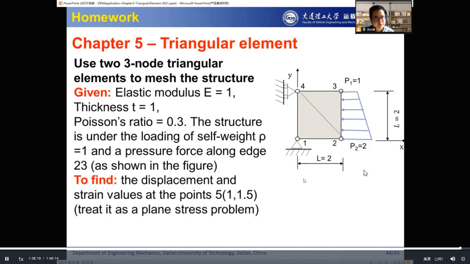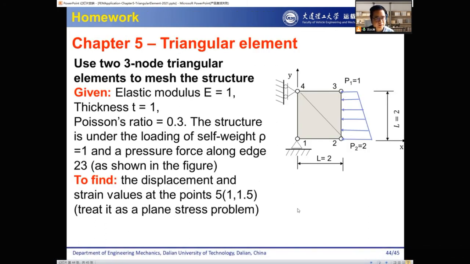That's all for this chapter, the triangular chapter. This is an important chapter, and it will help you understand the two-dimensional elements, and also help you understand more complex elements. Some take-home messages from this chapter: the three-node triangular element is a constant strain element, which means inside the element you have a constant strain. And if there is the same material in the element, there will be constant stress.